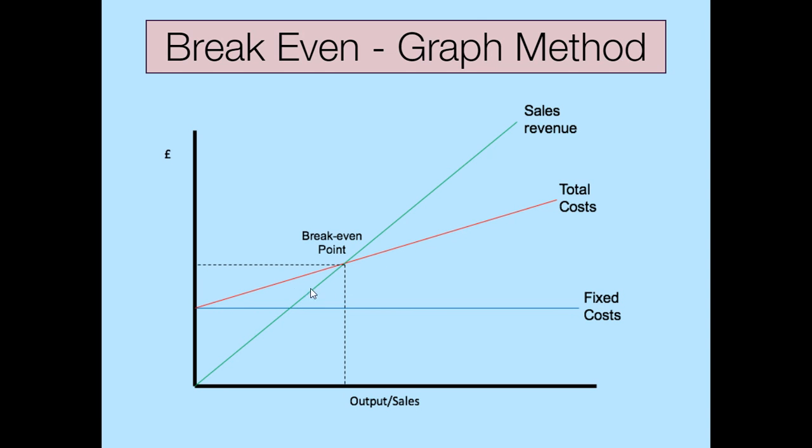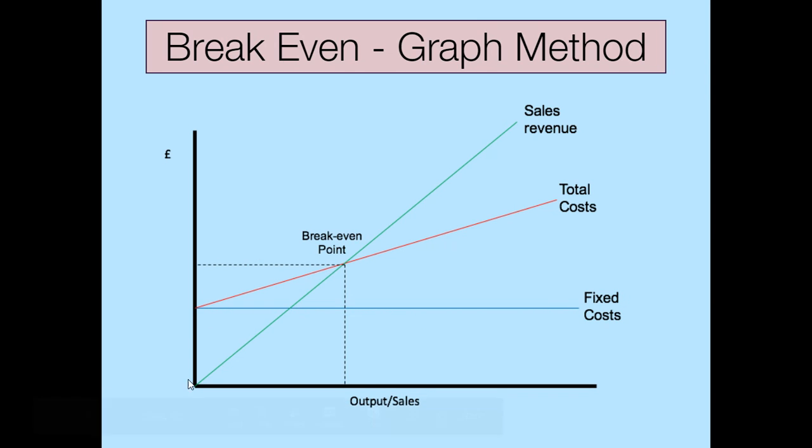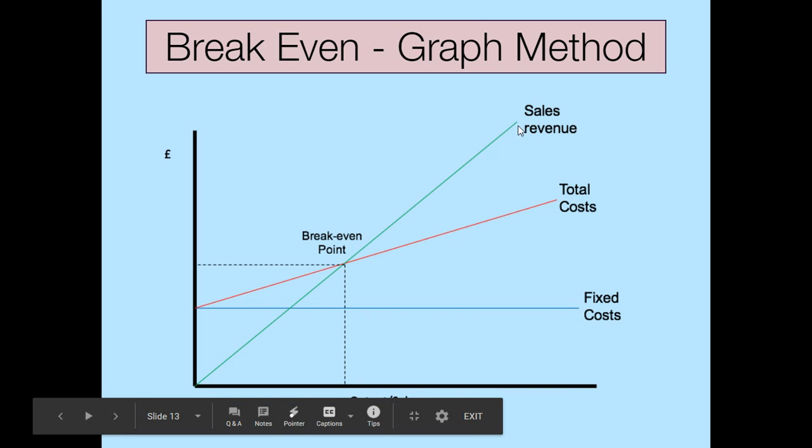Then we know that total costs, this red line here, take into account variable costs, which we know will change as the number of output goes up. And since total costs take into account fixed costs as well, instead of starting from the origin, we're starting from here. And then the last thing we need to remember is this green line here, which represents sales revenue. Of course, the more stuff I sell on this x-axis, the more money I'm going to get. So this is why this is upward sloping.